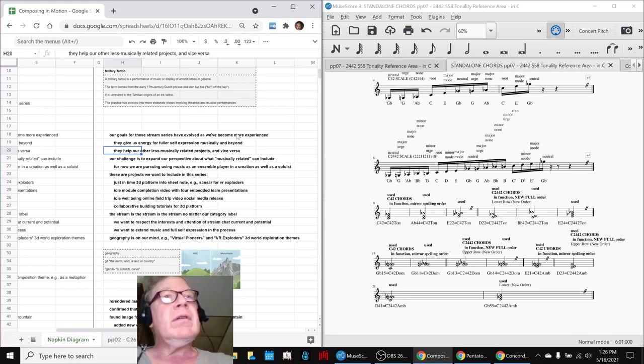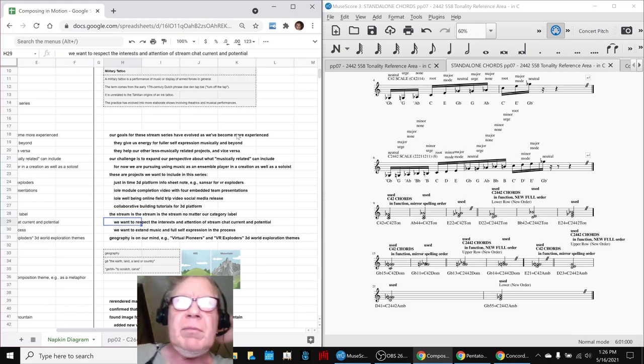composing in multiple dimensions, where we had multiple tool sets and used the Firestorm 3D platform and other things. And now we're in composing in motion, which includes performing live and Lord knows what else. So for now, we're using music as an ensemble player in a creation as well as the soloist example accompanying a video. So these are a bunch of projects we want to include in this series.